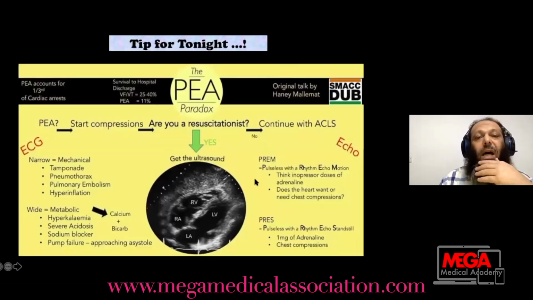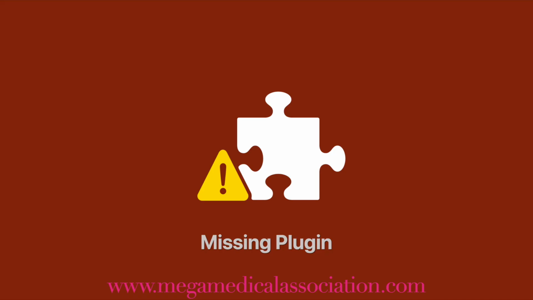Just before I finish my talk, this is the tip for tonight. What's the tip for tonight? It's the difference between PEA, pulseless electrical activity, and pseudo-PEA. How do you differentiate between PEA and pseudo-PEA by the ECG and the echo?